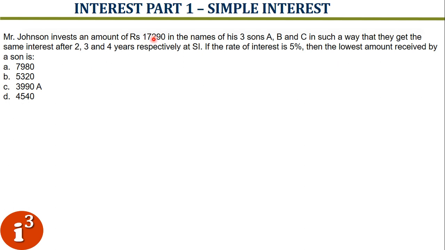So you distribute this money among three sons, A, B, C. You know how to calculate the interest. You know the 2, 3, 4 and the interest is given. You know the formula. So if you calculate the interest, you know in what ratio the principal has been distributed. You just need the lowest amount received by a son.